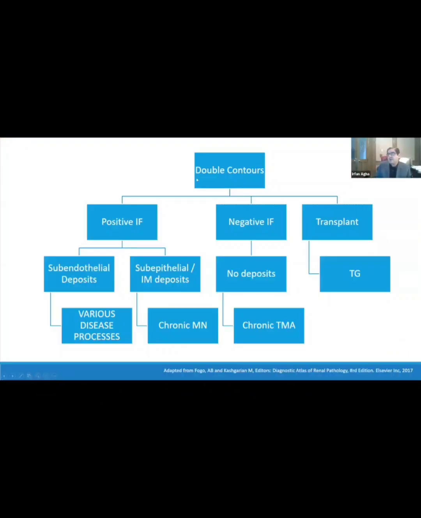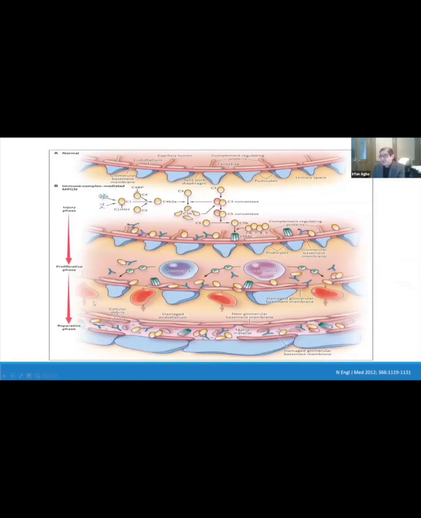So the first thing you look at is when you see, and this is not an MPGN classification, it is what do you do when you see double contours on microscopy. If the immunofluorescence is positive, you look for subendothelial deposits and you go down the MPGN line. Subendothelial deposits actually are going to tell you that there's activity here. So these are going to be the subendothelial deposits that you'll see on microscopy.